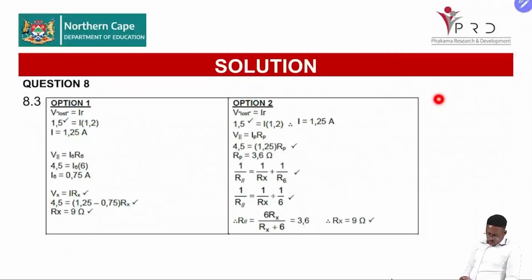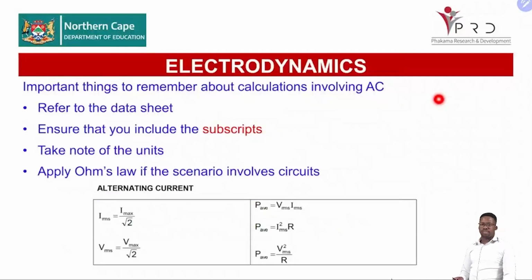Then we move to electrodynamics. It is the extension of electric circuits. It's just that now we are bringing it to the machines. And there are two machines that will be assessed. It's either the examiner will speak about the generator or the examiner will speak about the motor. A generator or a motor.